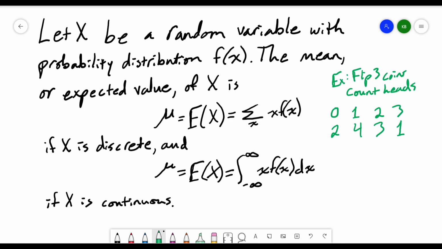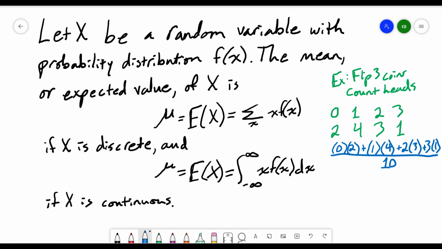Now the way we took the mean before, if we were trying to come up with what was the average number of heads, we would take 0 times 2 plus 1 times 4 plus 2 times 3 plus 3 times 1. And then we would divide by our 10 iterations.